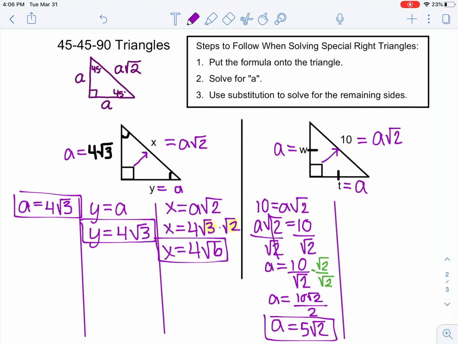Next, let's use that value that we just solved for and substitute to solve for the remaining sides. So let's go to our leg T equals A. We know what A is, so we can substitute that in. So T equals 5 root 2.